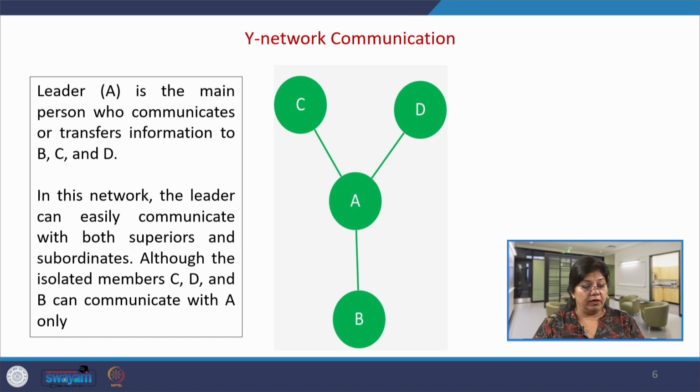This is Y network. In this kind of network, the leader can easily communicate with both superiors and subordinates, although C, D and B are isolates and can only communicate to A. So, there is a personalized communication among all the members. This is Y network communication.